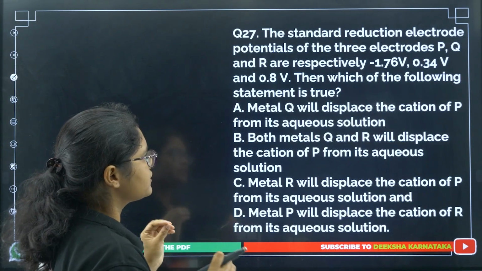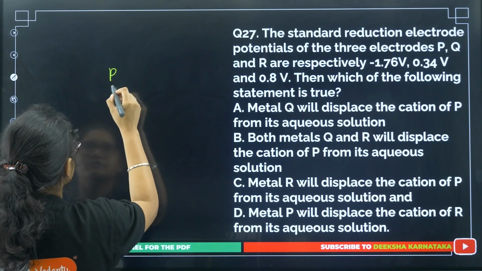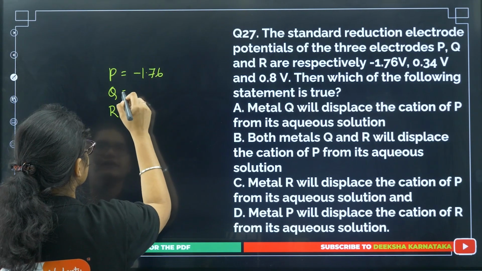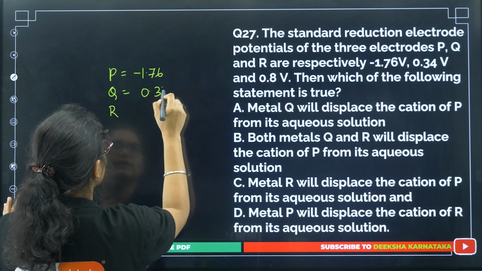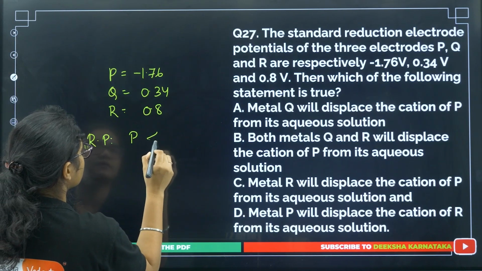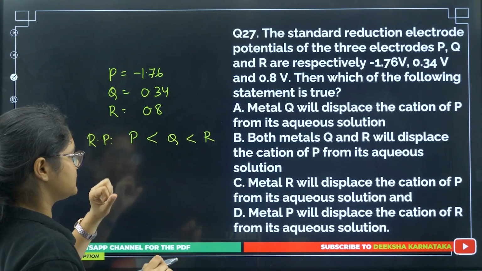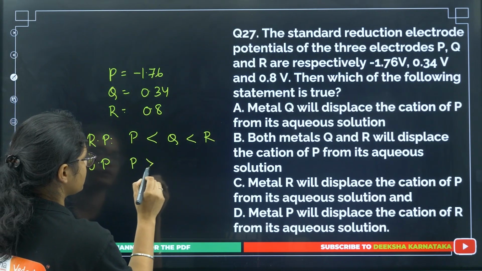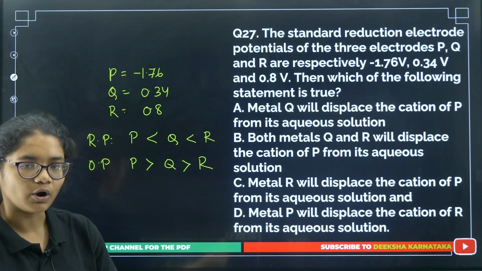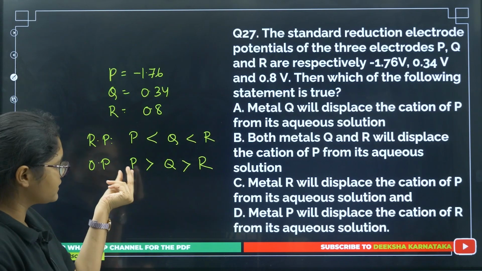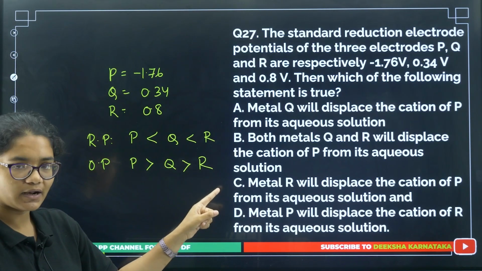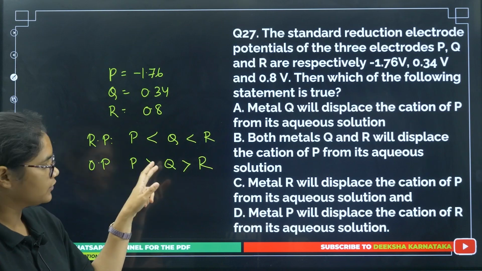The standard reduction potentials of the three electrodes P, Q, R are given. Okay, let us note down the standard reduction potential for P, Q and R. The standard reduction potential of P is minus 1.76. For Q it is 0.34, right? And for R it is 0.8. Now standard reduction potential, if I arrange them, reduction potential order, so it will be P, then Q and then R. Now if reduction potential is less, then oxidation potential will be highest, right? So I can write oxidation potential order is this one, right? Now why we calculated oxidation potential? Whether a metal can displace another metal or not, that depends on the oxidation potential. So if P is having the highest oxidation potential, then P can displace Q and R. Q can displace R, right? P can displace both Q and R, but Q can displace only R. R cannot displace anything, Q cannot displace P.